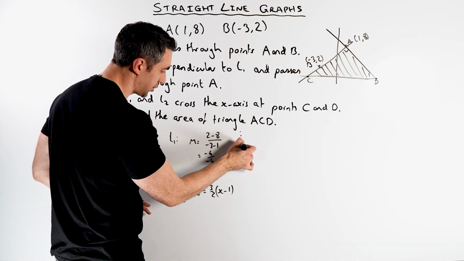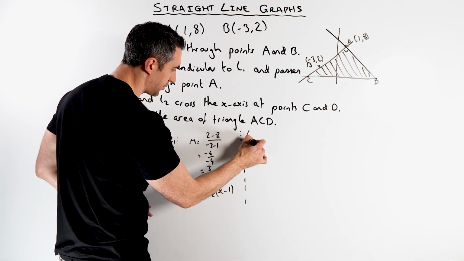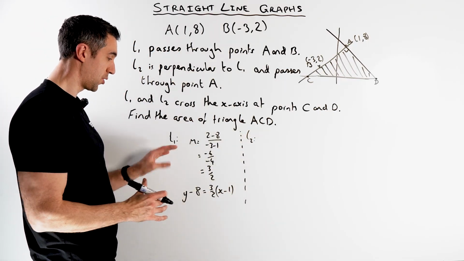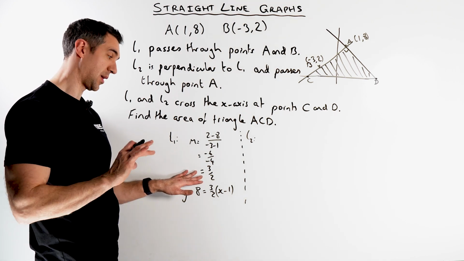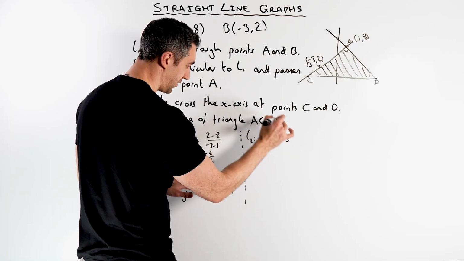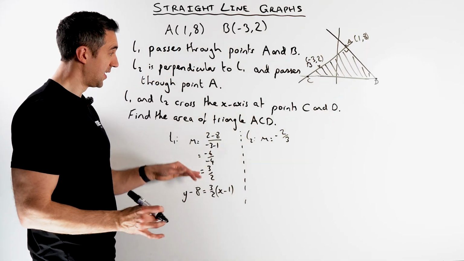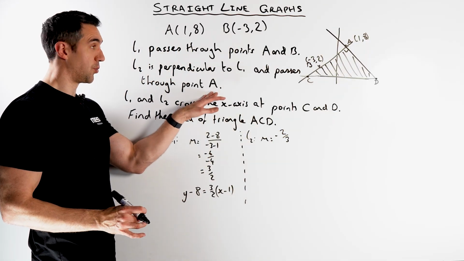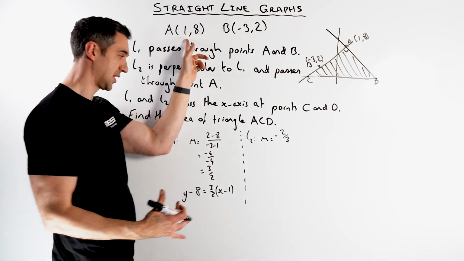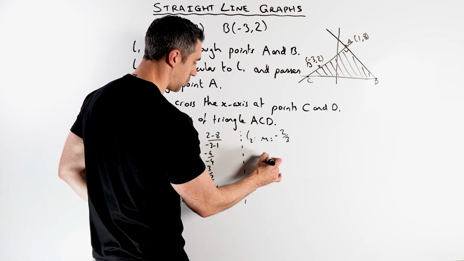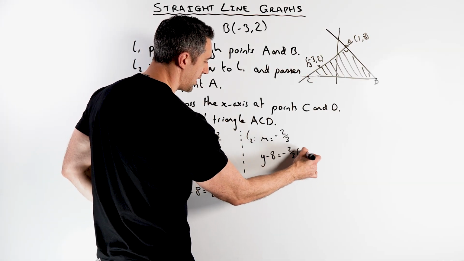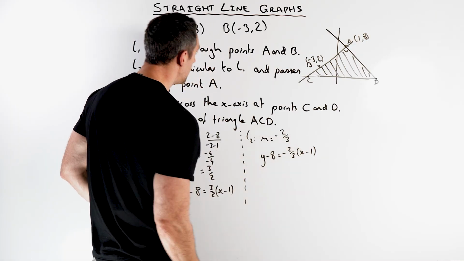So I can then do L2. L2, we know, is perpendicular to L1. Remember, we already have the gradient for L1, so our perpendicular gradient is going to be the negative reciprocal of that one, so minus 2 over 3. And we know this time it definitely passes through point A, so we don't have a choice. We have to use this one because it's point A that we need to sub in. So we've got y minus 8 equals minus 2/3 (x minus 1).